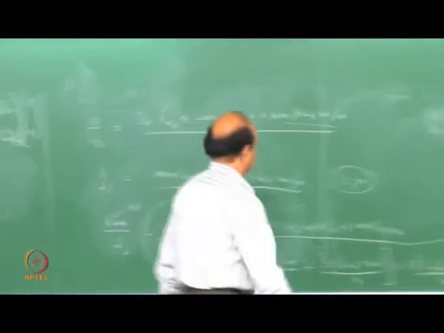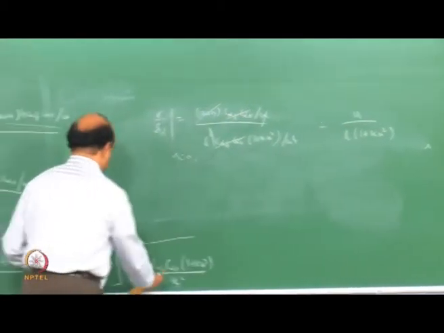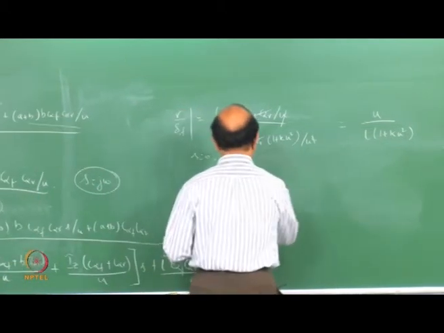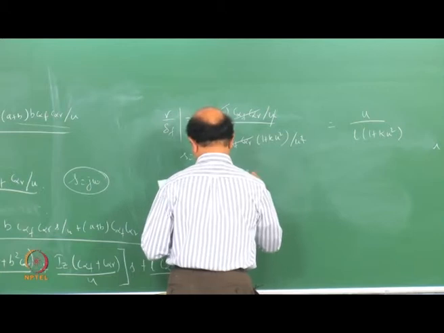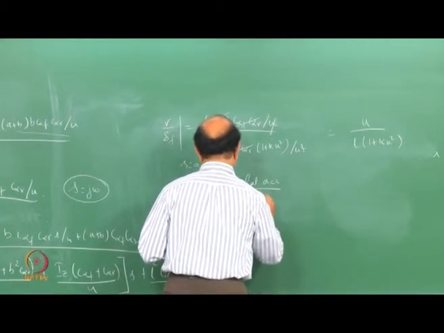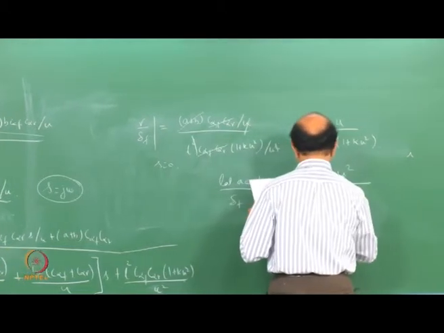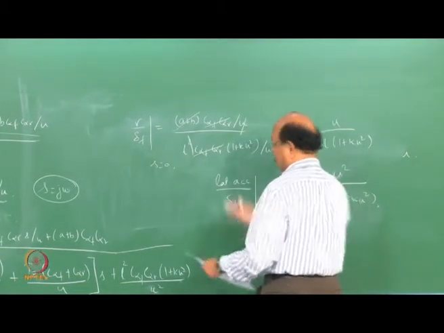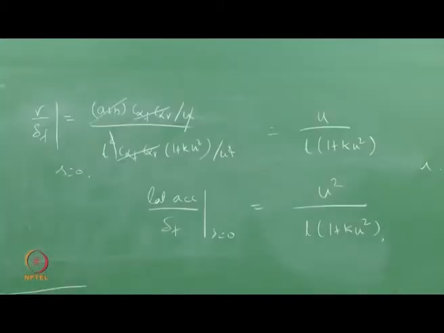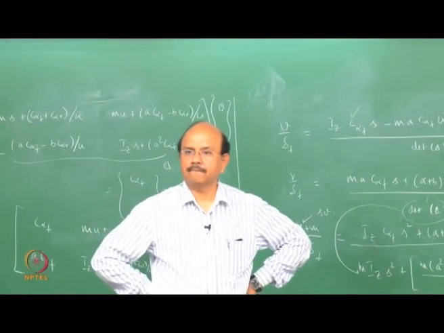Okay, so let's write down the steady state gain for A1. I'll call this lateral acceleration divided by delta f at s equal to 0, is equal to U squared by L into 1 plus K U squared. Substitute it and you can get that. Clear?